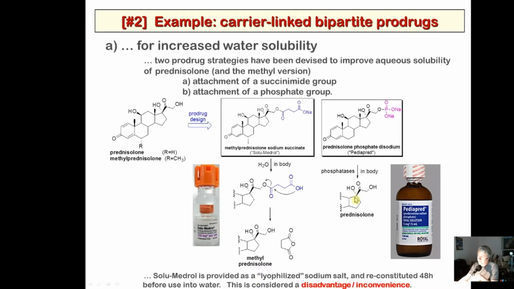The phosphate derivative, to my knowledge, is actually much more stable. So it's stable as an aqueous solution, an oral solution in this case, and used orally. And you don't have to reconstitute it into water to use it.